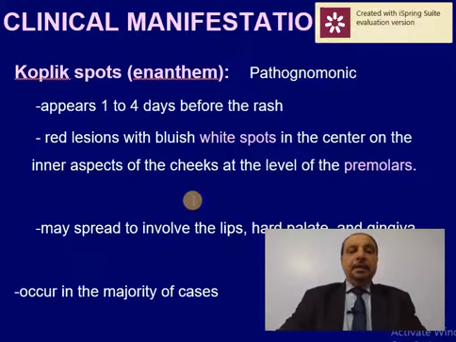And these Koplik spots are pathognomonic for measles. So if you find the Koplik spots, you will swear that this is measles, and you isolate the patient and tell them just wait 1 to 4 days for the appearance of the rash.